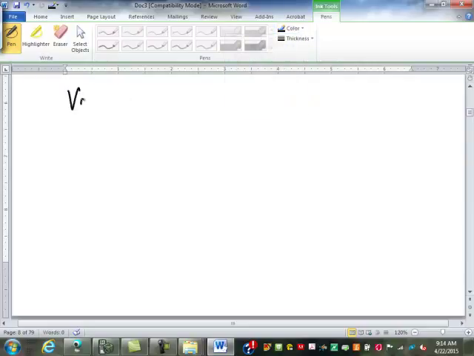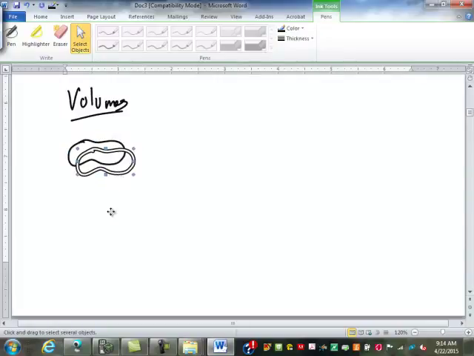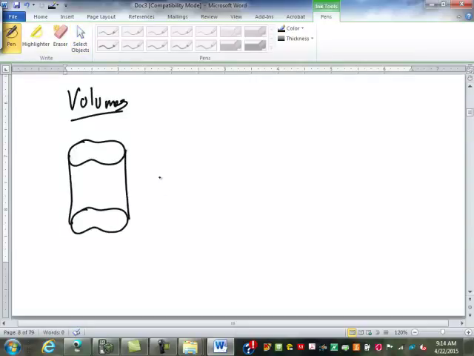Volumes. Let's say I take a figure like this. And I'm going to cheat a bit.